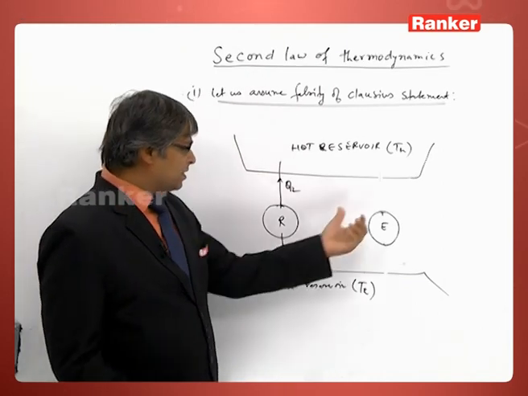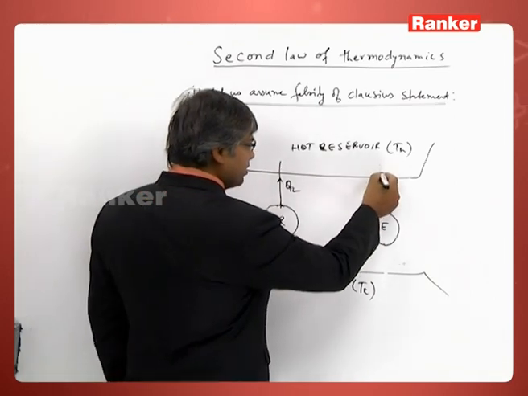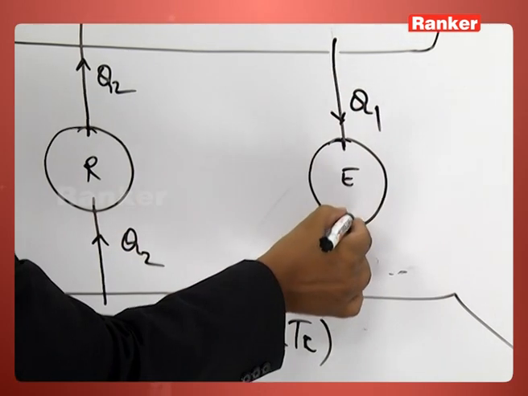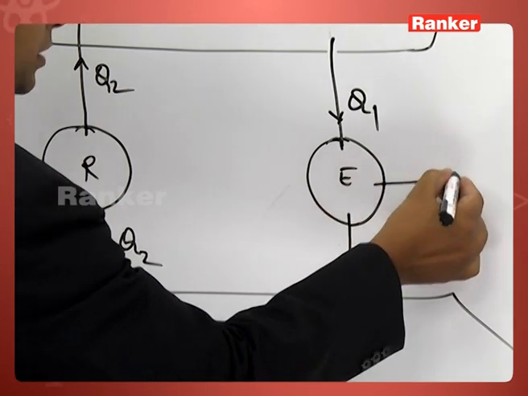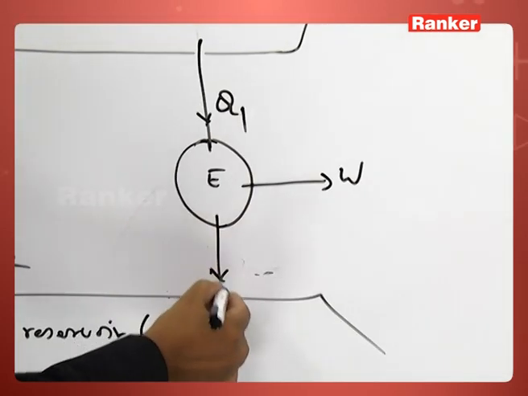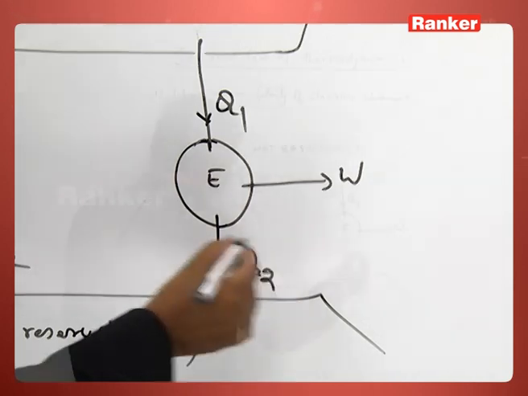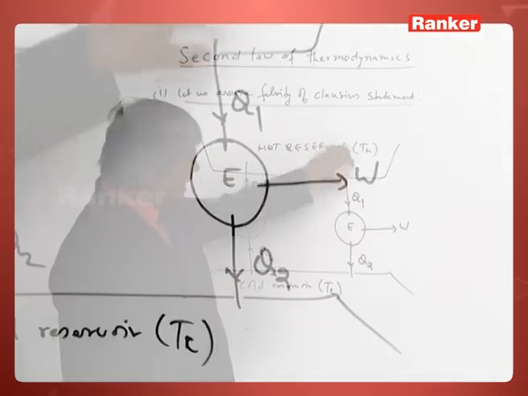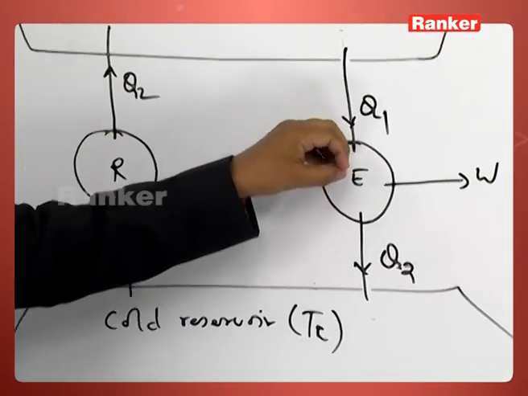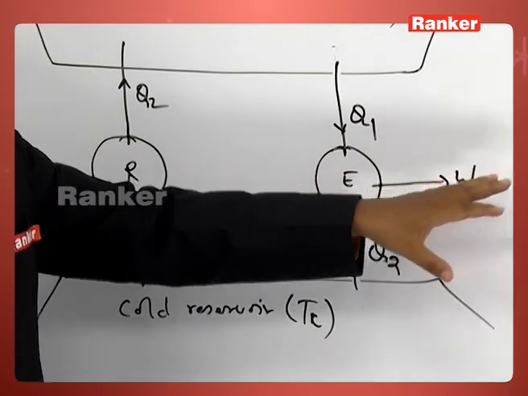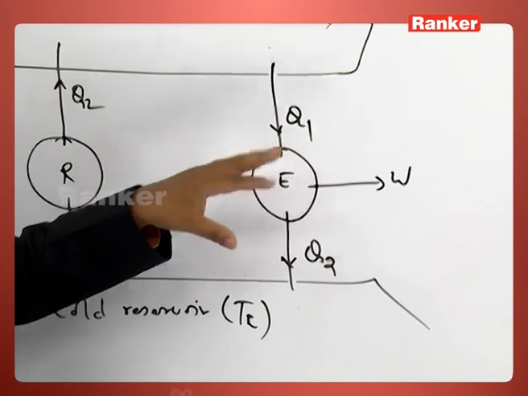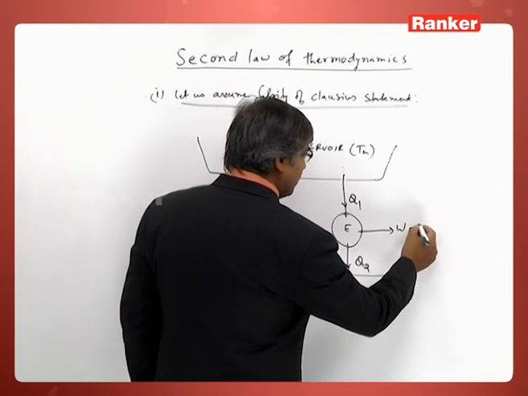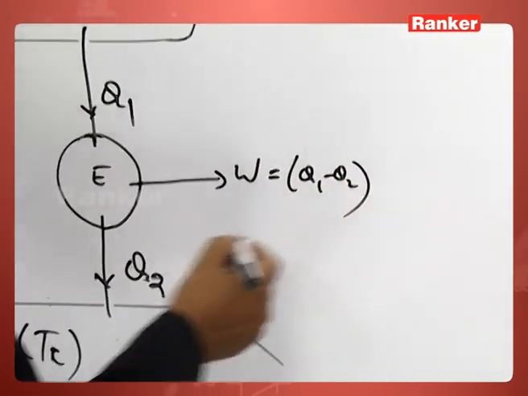Now let us assume an engine which takes energy Q1 from the hot reservoir, converts some energy into work and rejects some energy Q2 to the cold reservoir. Kelvin-Planck statement tells that no engine can take energy continuously from a hot reservoir and convert it into work without rejecting any. That means if Kelvin-Planck statement is true, Q2 energy has to be rejected to the cold reservoir, and the work will be equal to Q1 minus Q2.